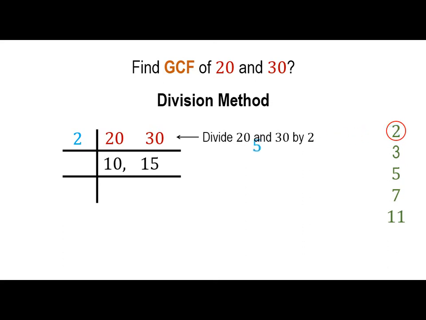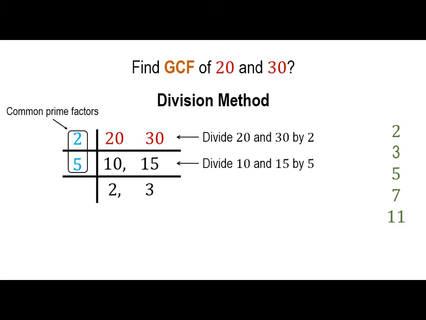So we have to move to the next number, which is 5, right? 5 is the number that we can pick because 5 can divide 10 and 15 both. When you divide 10 by 5 you get 2, and when you divide 15 by 5, the quotient is 3. So here we have got the common prime factors of 20 and 30. To find the GCF, we simply find the product of the common prime factors: 2 times 5, which equals 10. So that means the GCF of 20 and 30 is 10.